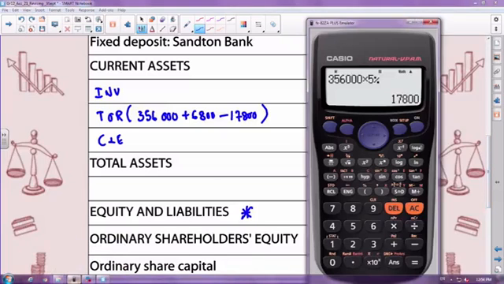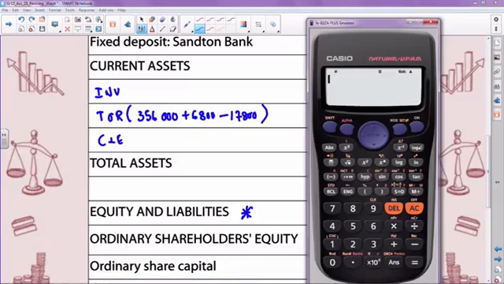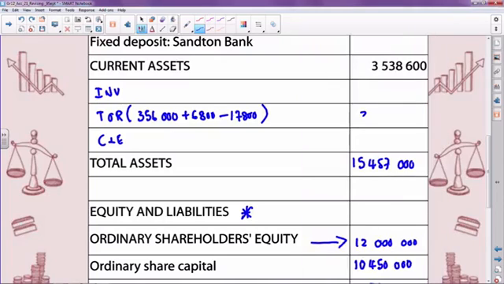We have a figure of 356,000 as our debtors control. We added the prepaid expense of 6,800 and we subtracted our provision of 17,800, and that gave me a figure of 345,000. Okay, so 345,000 is my trade and other receivables.